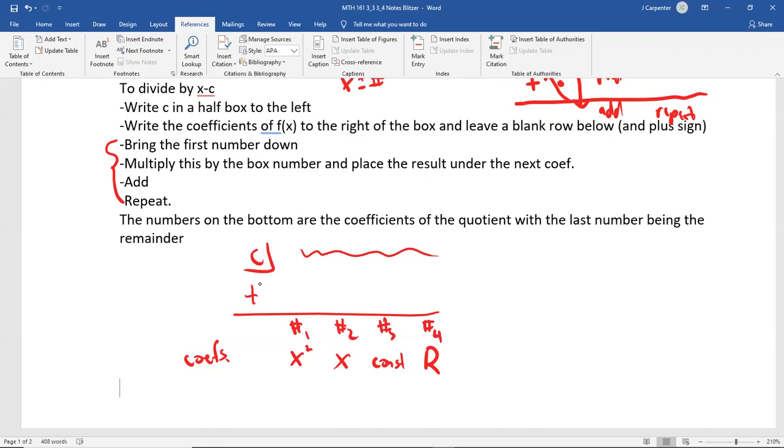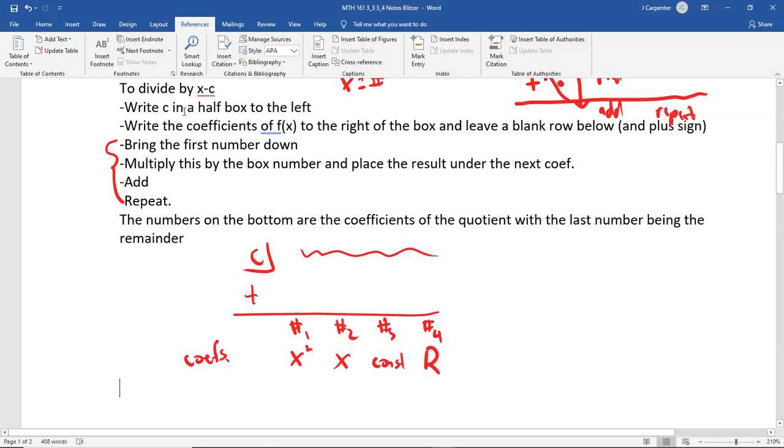So what we're going to do is go back to example 1a, which we already know the answer to, and we're going to do it again, but with this synthetic division. So keep this process in your head. Hopefully you wrote it down.